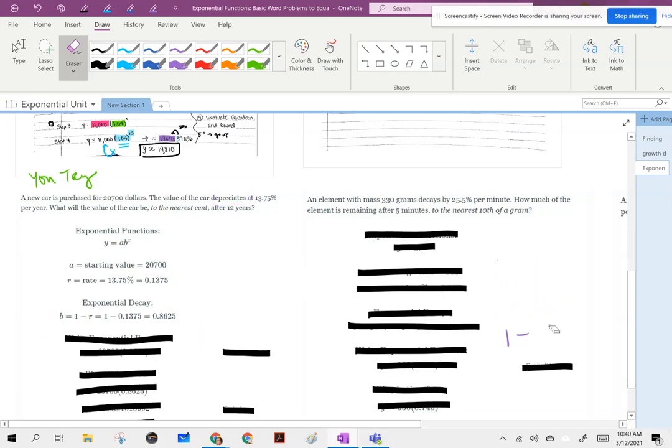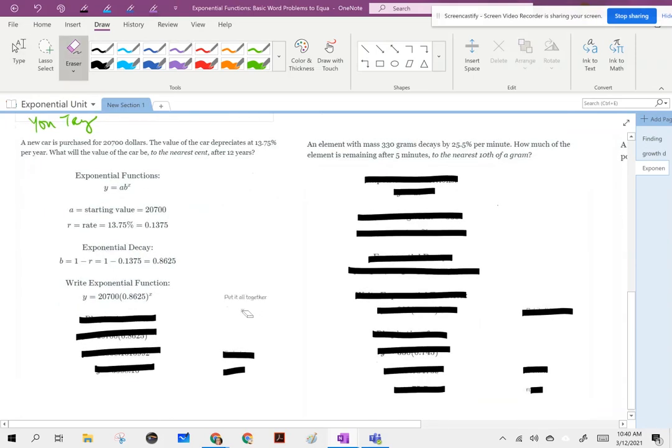Okay, all right, so now let's take a look. We now put our function into the proper form. So we want to be able to write our equation. Now it says 12 years, so now what we're going to do is evaluate. In place of x, we put 12. Order of operations says you do that calculation first, and then multiply it by 20,700.